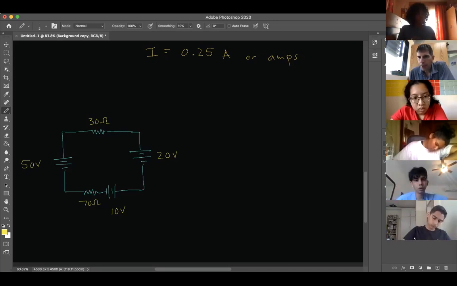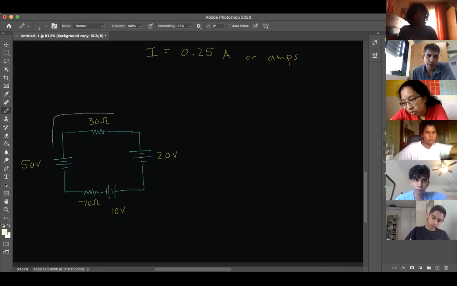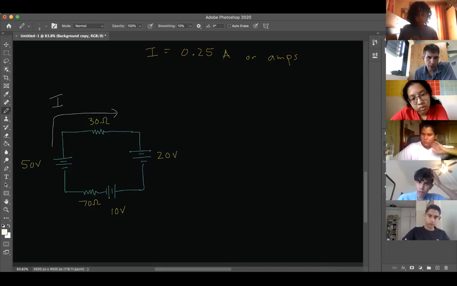All right, so I'm going to go ahead and start to draw on here. The electric current should flow in this direction. This will be my guess, all right? And the reason I'm guessing it's going to flow in this direction is that this is a 50-volt battery.